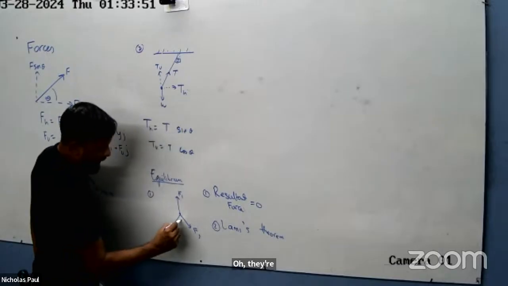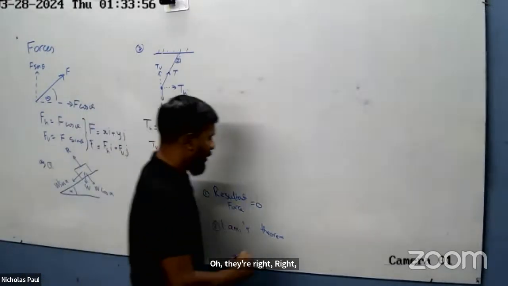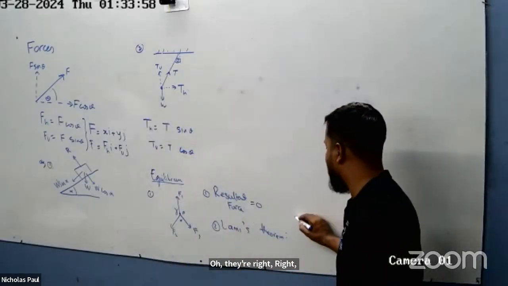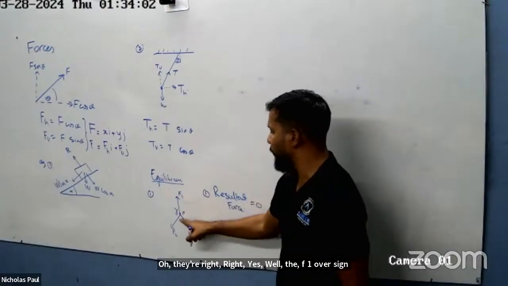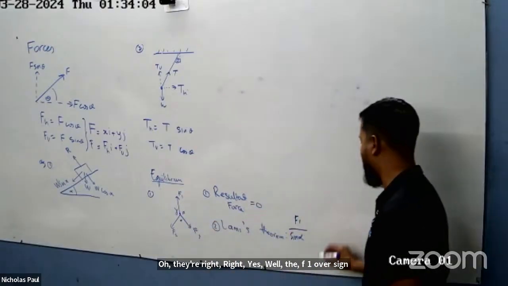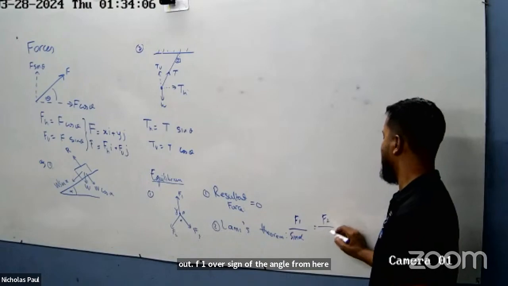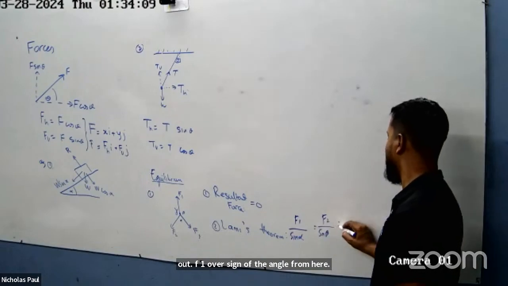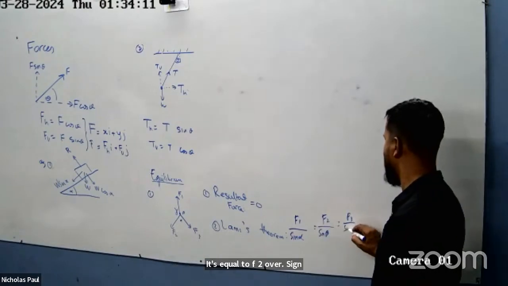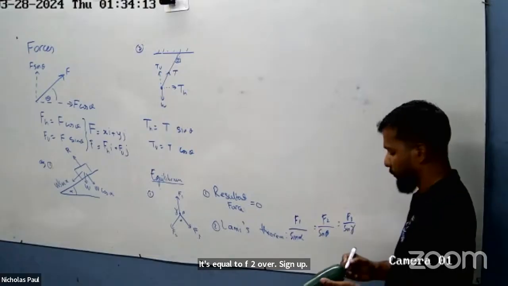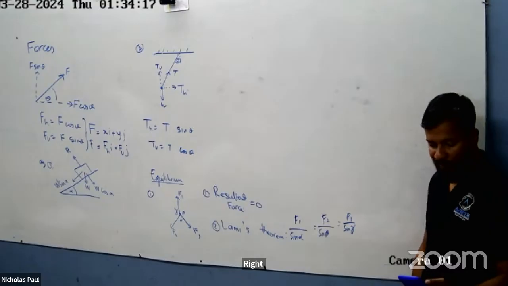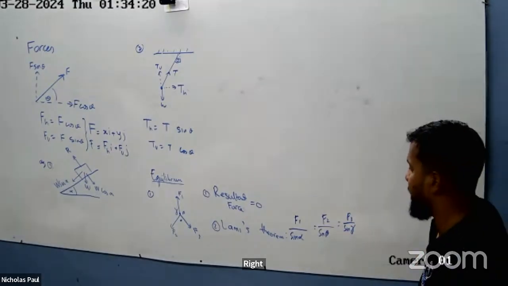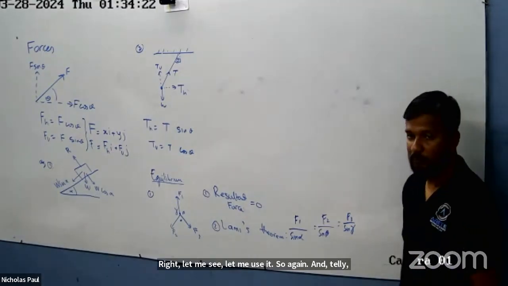Let's pretend here's alpha, here's beta, and here's gamma. Lami's theorem says that F1 over sine alpha, the sine of the angle opposite it, is equal to F2 over sine beta, equal to F3 over sine gamma. So again, if they tell you to use Lami, well, you have to. If not, you can just use the resolving method. Okay.